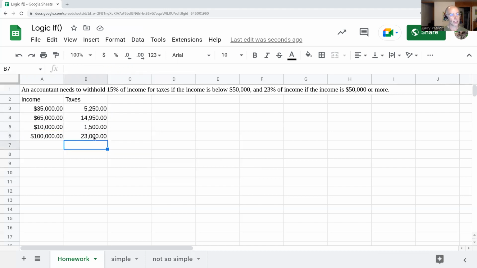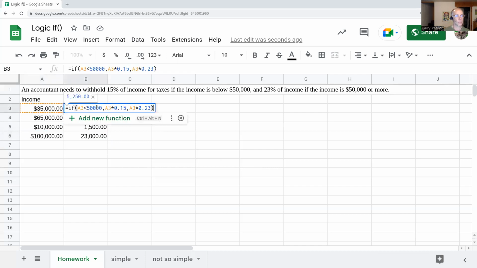And so let's just double check, see if this seems reasonable. 10,000 is under 50,000, and that is 15% of 10,000. 100,000 is 50,000 or over, and so it's using the 23%. Yeah, we got the right formula. So my original one uses cell A3 repeatedly, and I can move that anywhere I want, and it will always take whatever number is to the left and check to see whether it should use 15% or 23% to make the calculation. Hope you found this helpful.